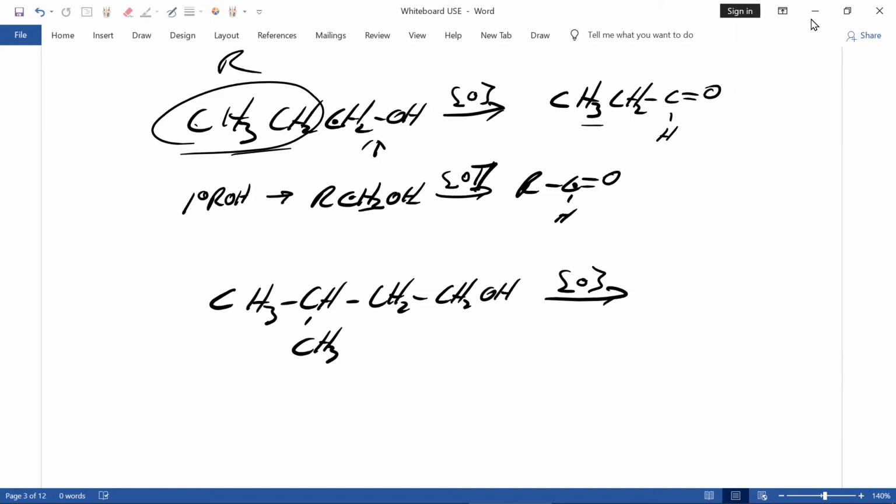And remember, we're going through the nomenclature, then how do you make it, and then how do you react aldehydes and ketones? That's the fun part, how to make them and how to react them.